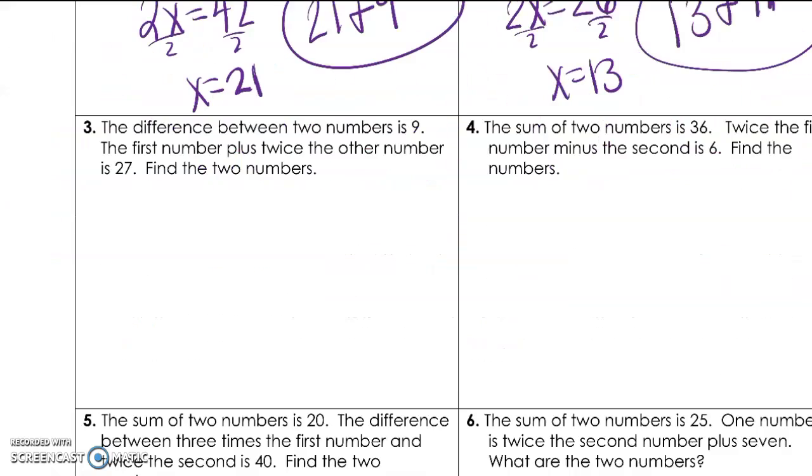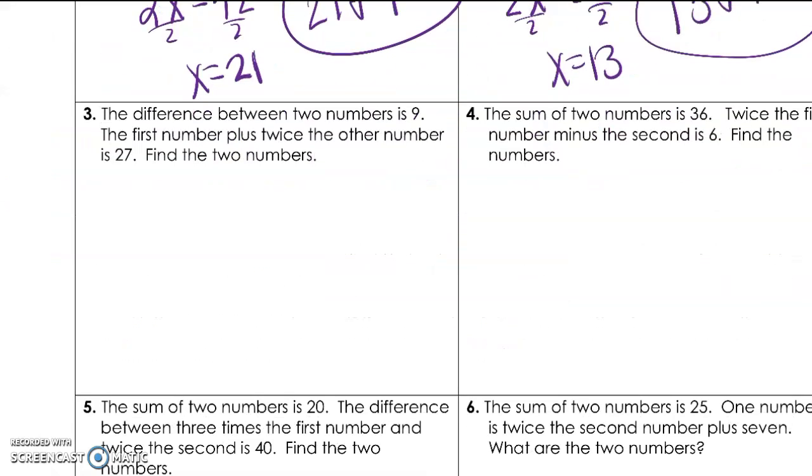After that, I am going to write off to the side what my variables represent, because now it just doesn't give us the sum and difference. It's describing one in terms of the other. All right, so I am going to call x my first number and y my second number. So number 1 and number 2.